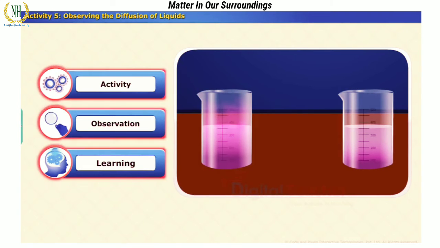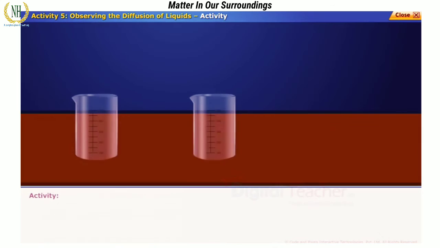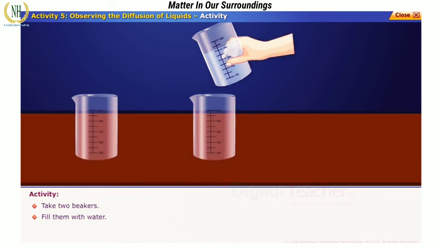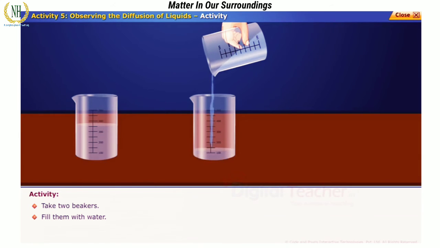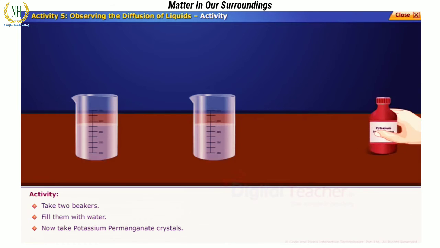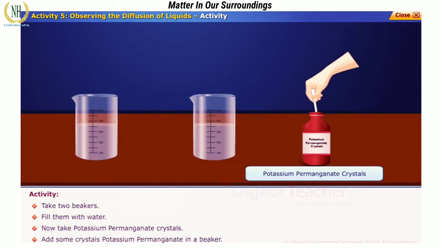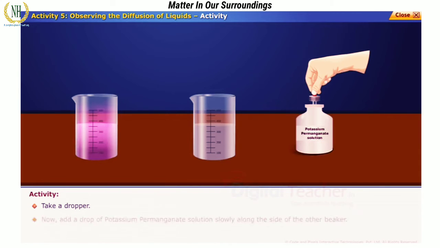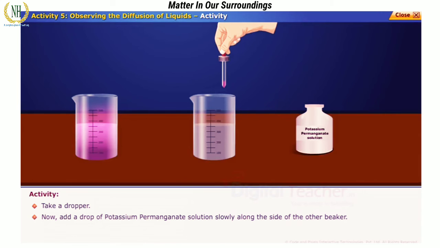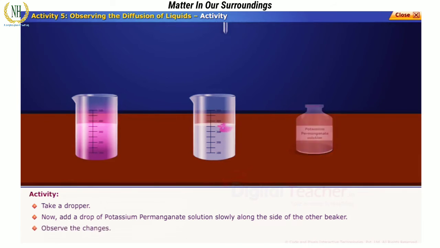Let us perform an activity to observe the diffusion of particles of liquids. Click each tab to know more. Take 2 beakers, fill them with water. Now take potassium permanganate. Add some crystals of potassium permanganate in a beaker. Take a dropper. Now add a drop of potassium permanganate solution slowly along the side of the other beaker. Observe the changes.